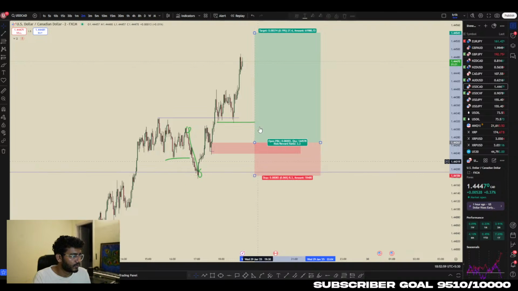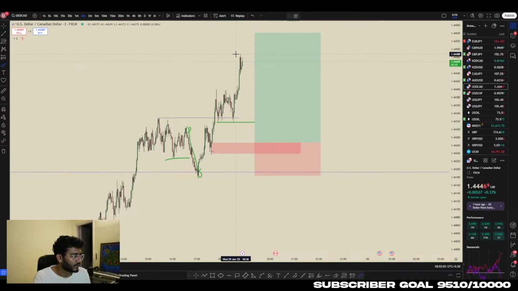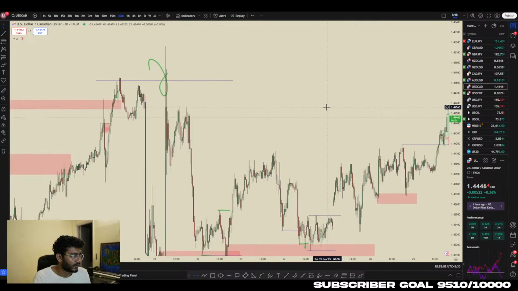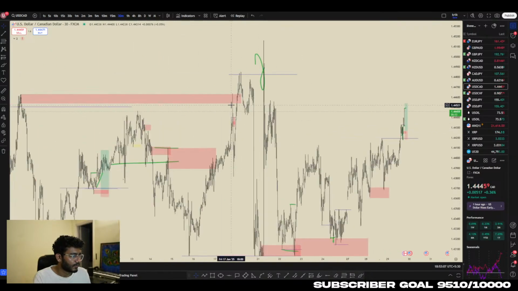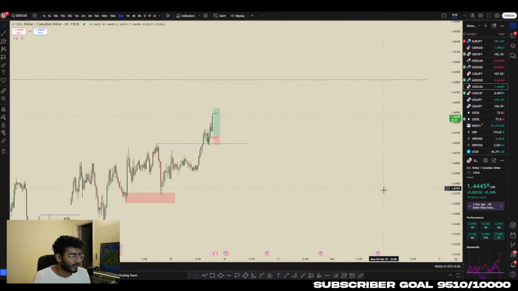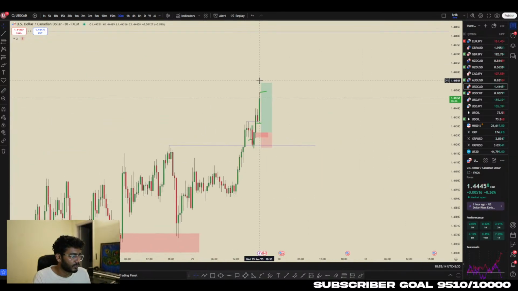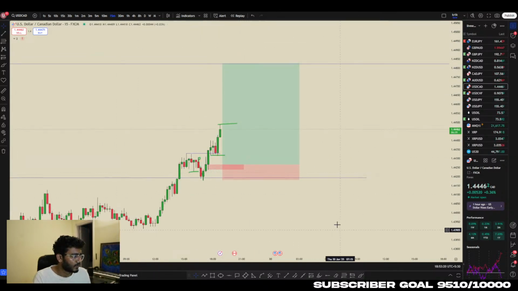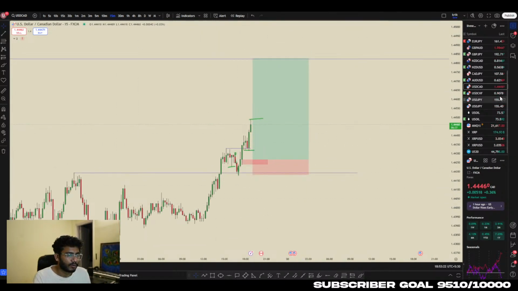Entry, stop loss below this low, and the next high will be our target, like this one. Let's see what we have to the left side. We have this Quasimodo pattern forming, so we can put this till here, 1:6. Let's look at 5 minutes. Yes, it's good.